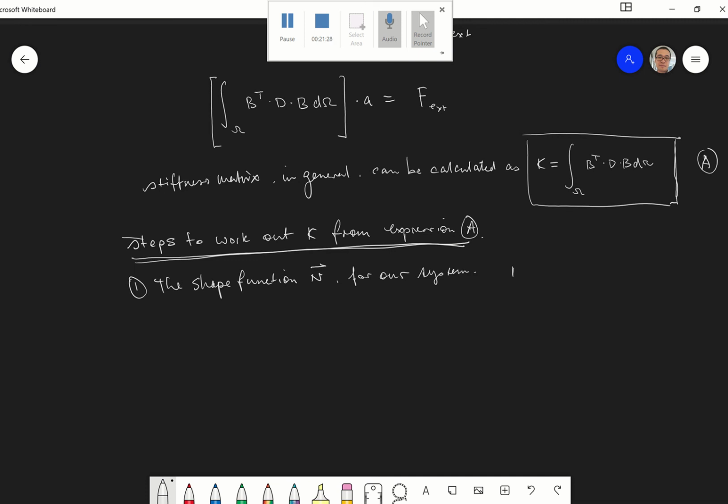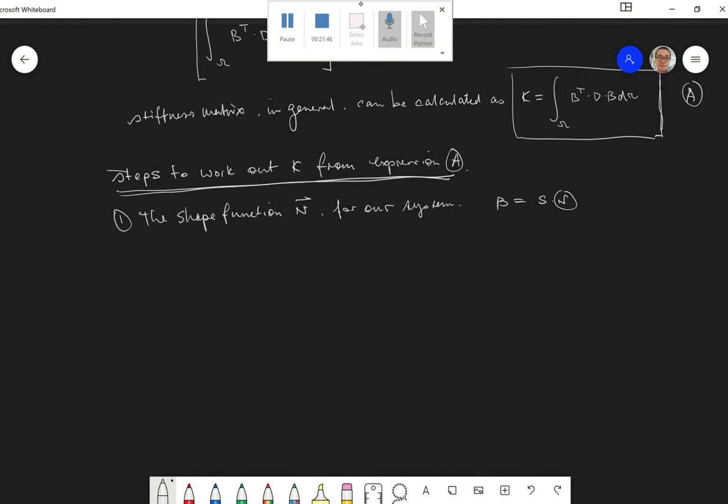Now this is because B is basically S dot N, right? So we need to work out the N based on the shape of the element, okay? Now, because you see here with no N, we still need S. So we also need to know what S is. Now, as shown in your lecture slide 72, the S is basically what we call a differential operator.